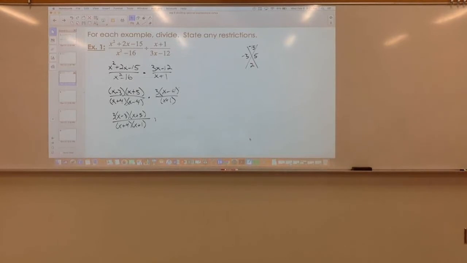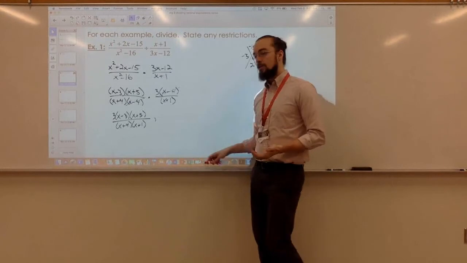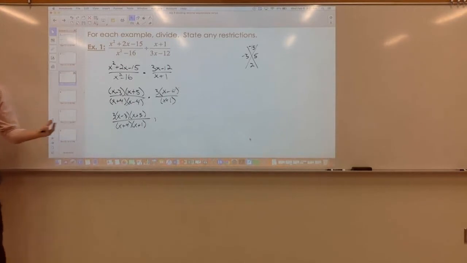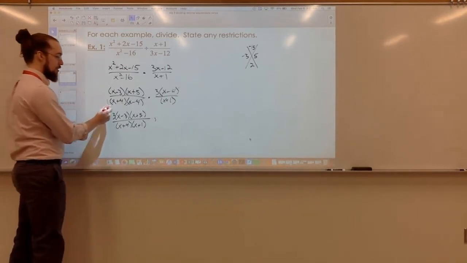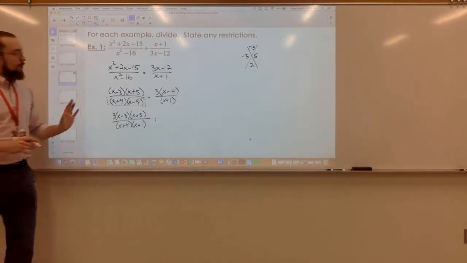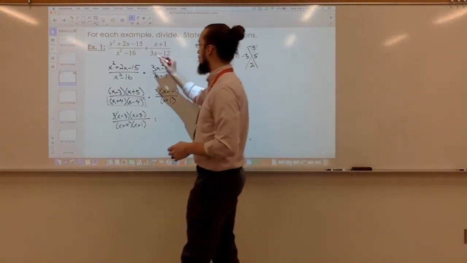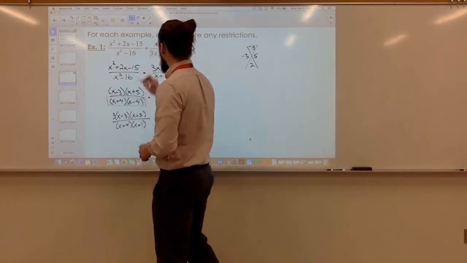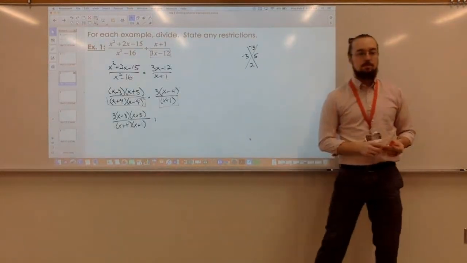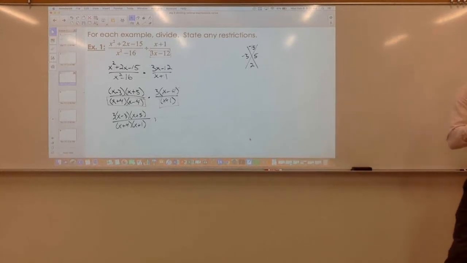So now we need our restrictions. We want to look for anything that was ever in a denominator. On my first rational expression, the denominator never changes, so I can just go all the way down to my factored form. Over here, though, my denominator did change. So I need to look at the denominator before I flipped it and the denominator after I flipped it. These will be where my restrictions come from.